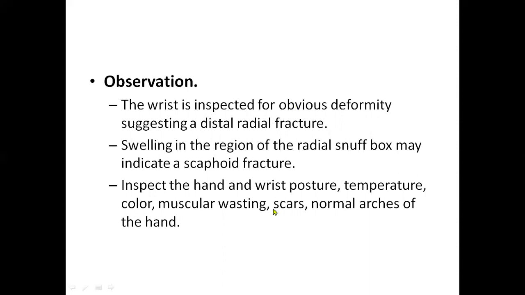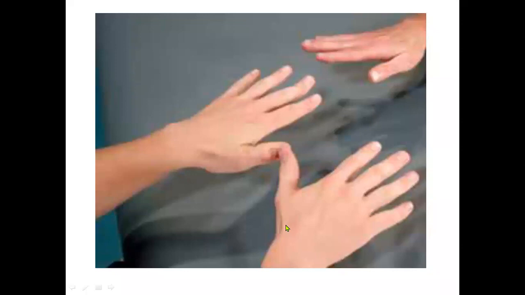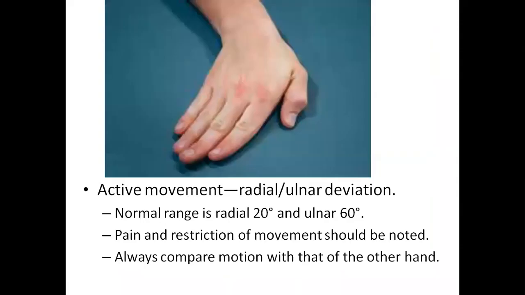In the observation, the wrist is inspected for a dinner-fork deformity, suggesting a distal radial fracture. Swelling in the region of the radial snuffbox may indicate a scaphoid fracture. Inspect the hand and wrist posture, temperature, color, muscular wasting, scars, and normal arches of the hand. They should all be observed. So this is just observation of the hands.